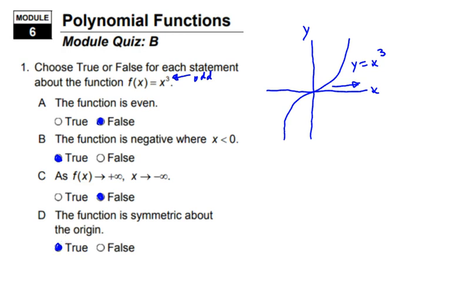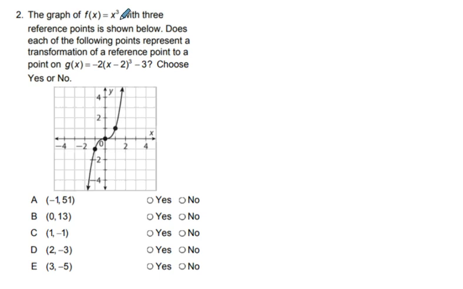Next, problem 2. The graph of f of x equals x cubed with 3 reference points is shown below. Does each of the following points represent a transformation of a reference point to a point on g of x equals negative 2 times quantity x minus 2 cubed minus 3? Choose yes or no. So what you have here is the standard form, or general form, is going to be a times quantity x minus h cubed plus k.